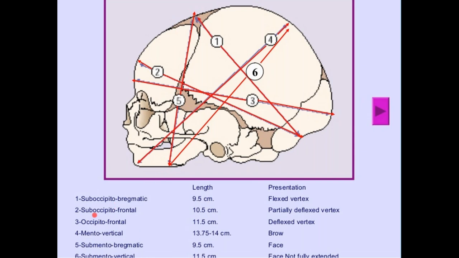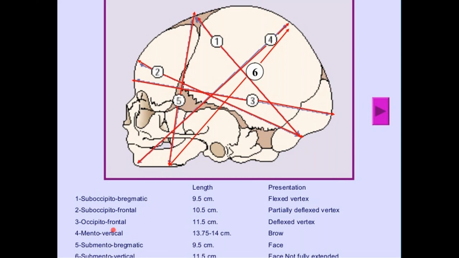The second one is the suboccipitofrontal diameter. This is number two. It is 10.5 centimeters, in a partially deflexed vertex presentation. You should know about the vertex presentation, about the brow presentation.